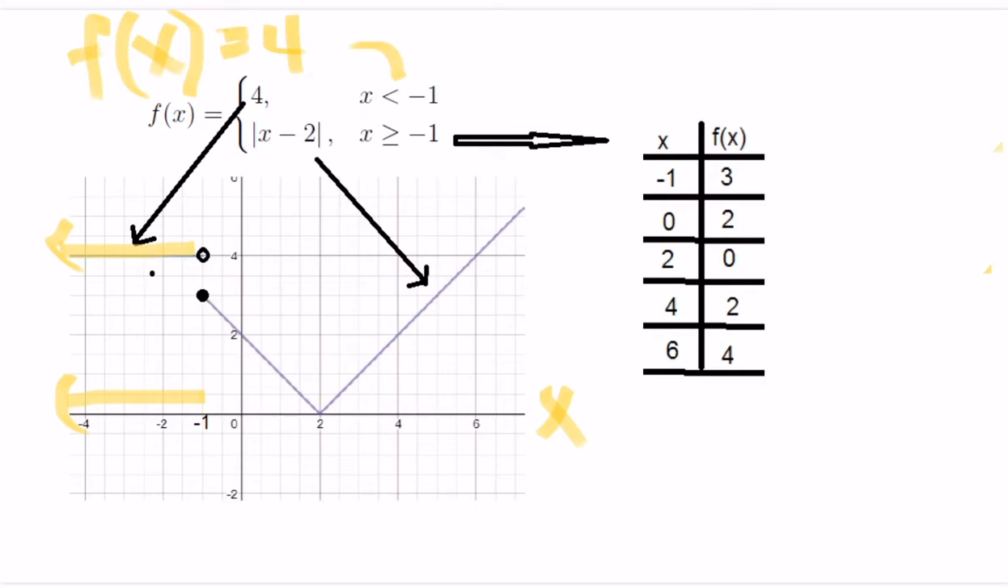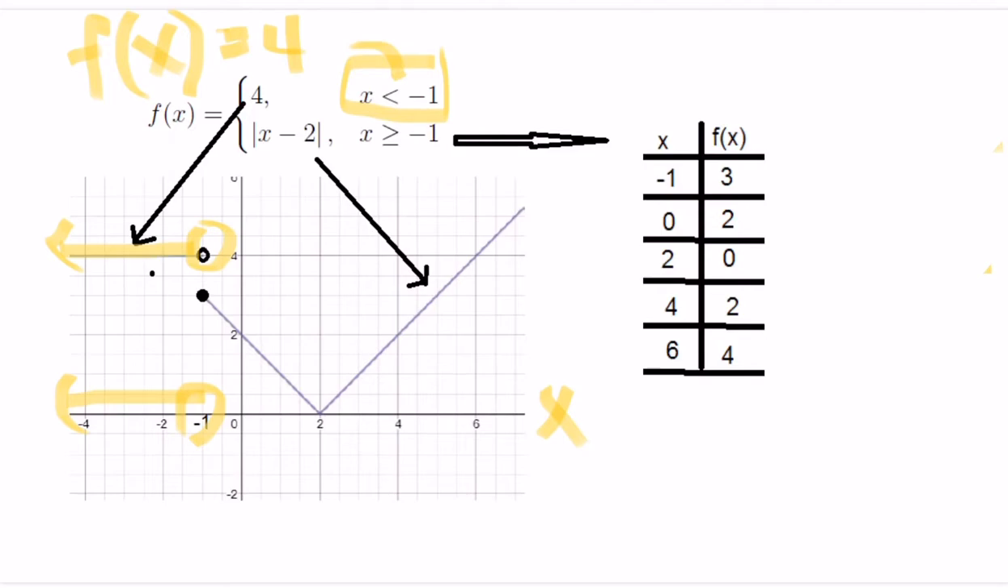Now, why is this a non-shaded circle or a hole? Because look at our domain. Our domain states that x is strictly less than -1, so -1 is not included. That is why it has a hole. Okay, so that is our first graph.